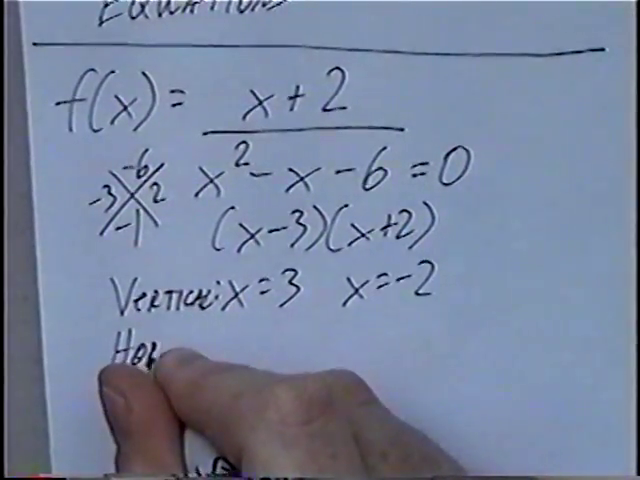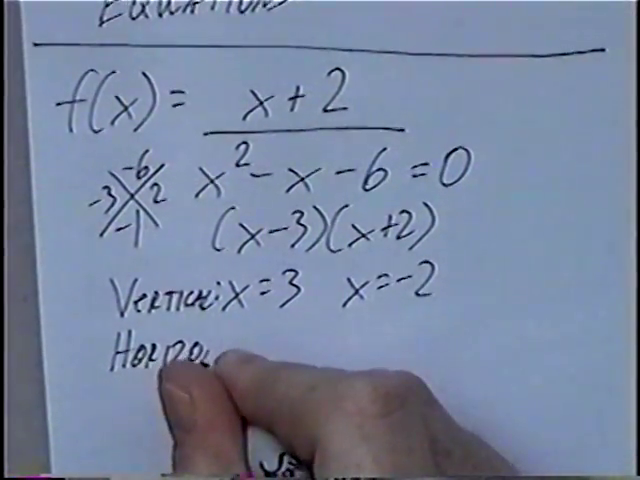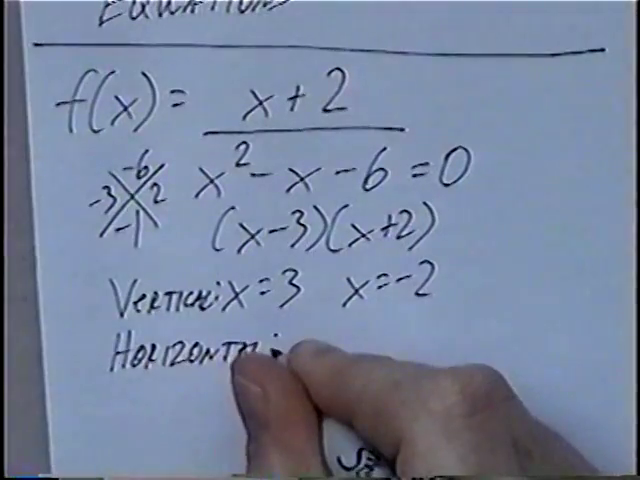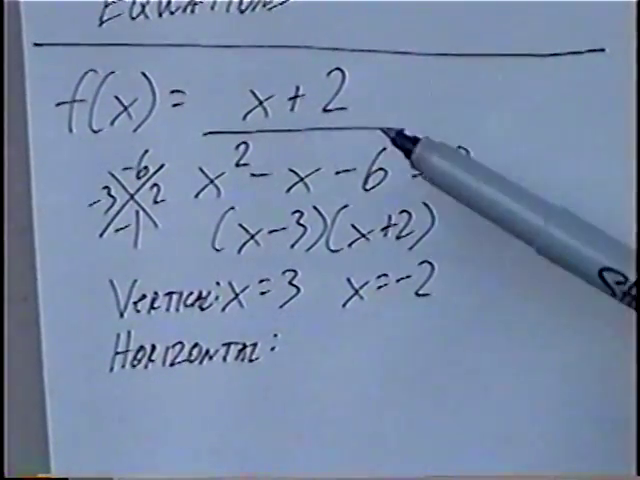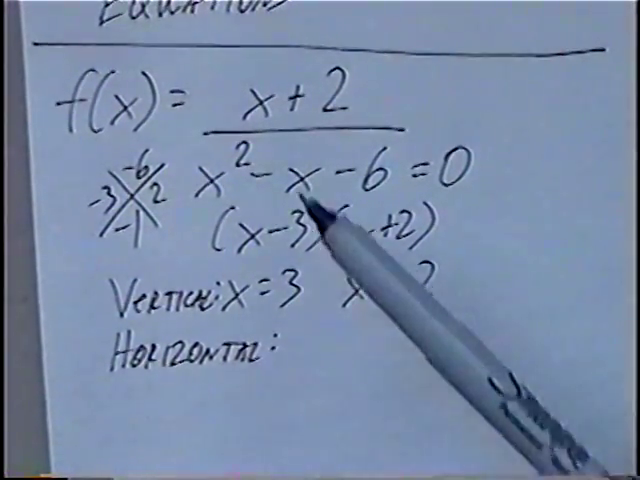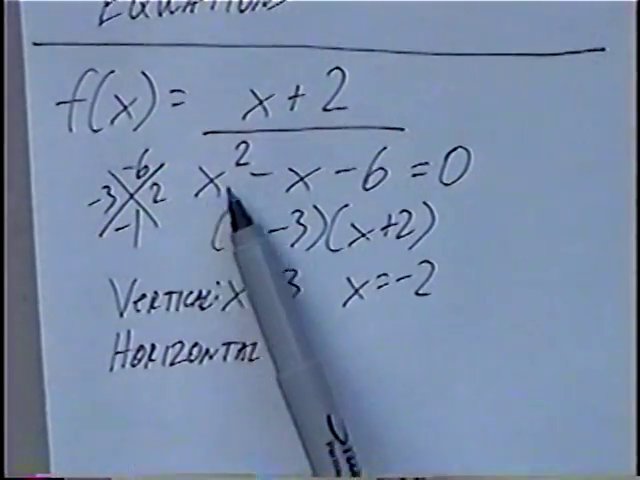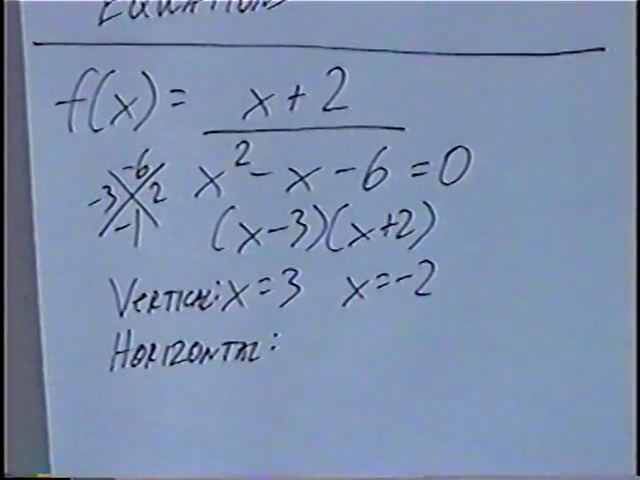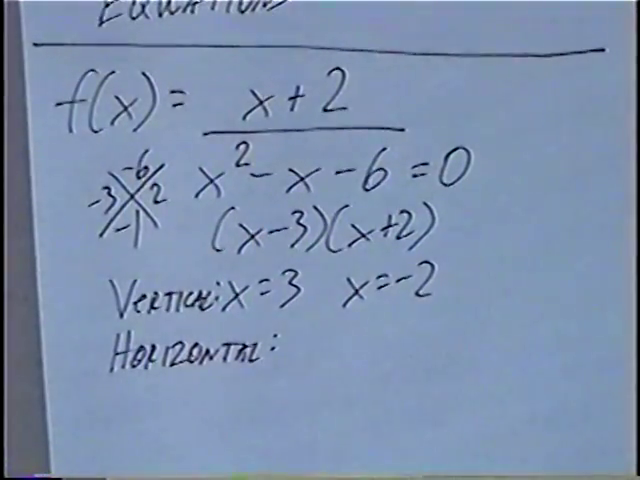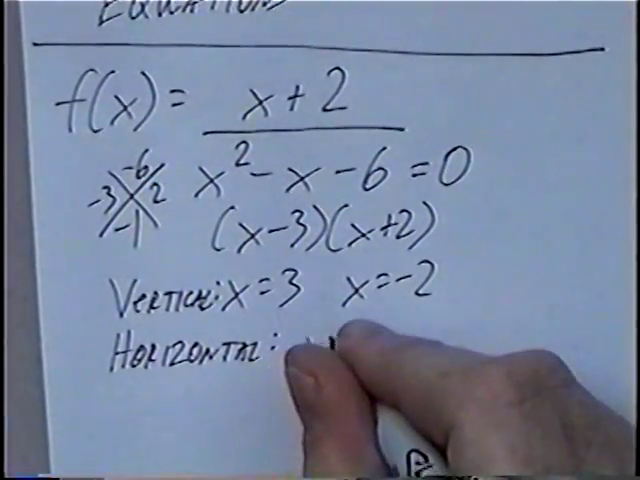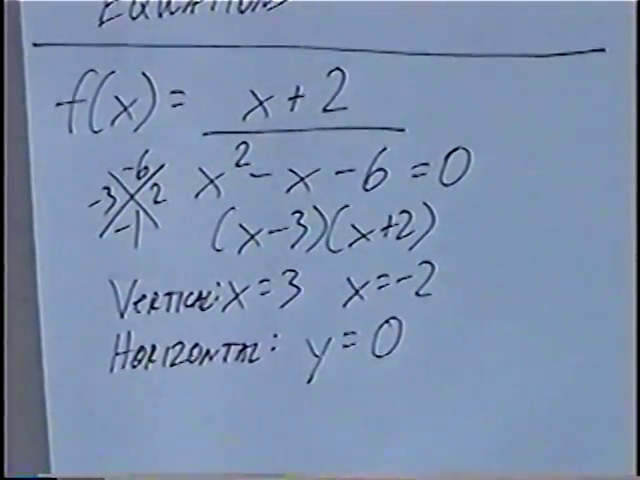For the horizontal asymptotes, we can look at the degree, or highest exponent, in the original equation. The numerator, we have x to the first, or a degree of 1. The denominator, we have x squared, or a degree of 2. So the numerator has a lower degree than the denominator. Anytime the numerator is a lower degree, the horizontal asymptote will be y equals 0.